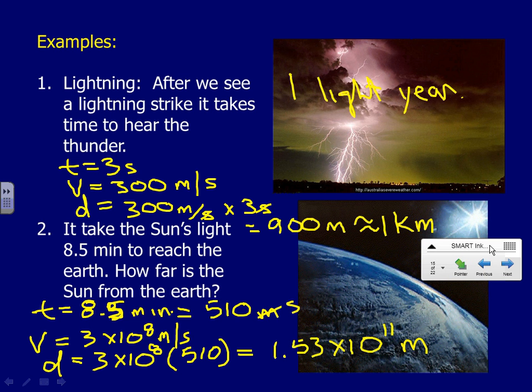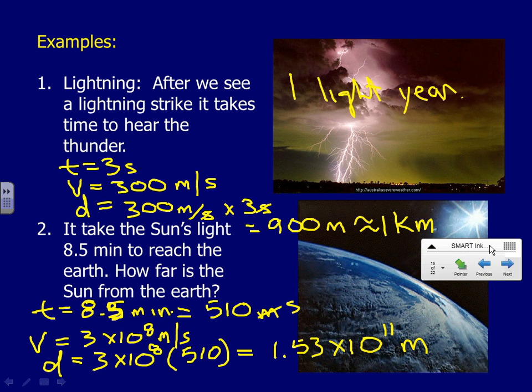1 light year is the distance light would travel in a year. We could calculate it. It would be 365 days times 24 hours times 60 minutes times 60 seconds to get to seconds times 3 times 10 to the 8th, the speed, and you're going to get a really big number.